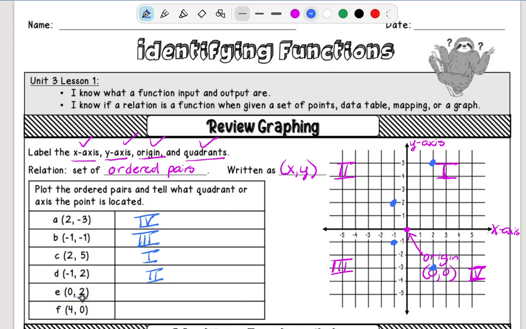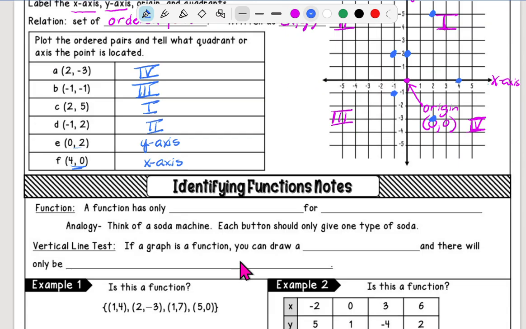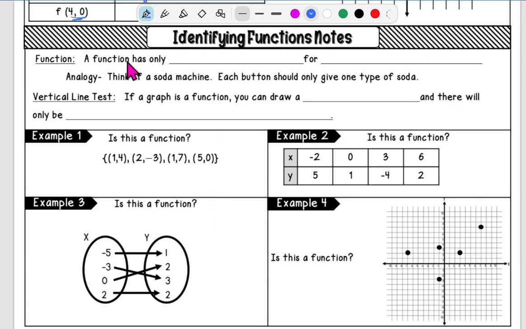And then we have 0, 2. So the x value is 0. We're going to come up to 2. So this guy right here is going to be on my y-axis. And then 4, 0, we're going to come over here to 4, and it's not going up or down any. It's right there on the x-axis. So that's your real quick review of how we graph things. So easy peasy. Let's go on and add the layer to it with identifying functions.